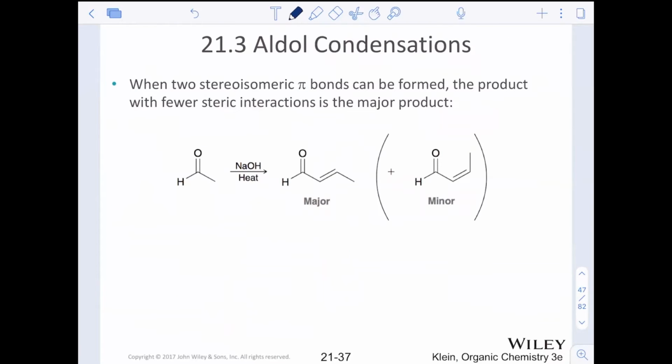When cis and trans or E and Z is formed, typically we will only show the major product, which is the trans form or E stereochemistry.